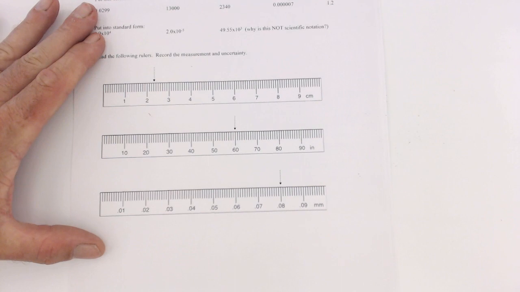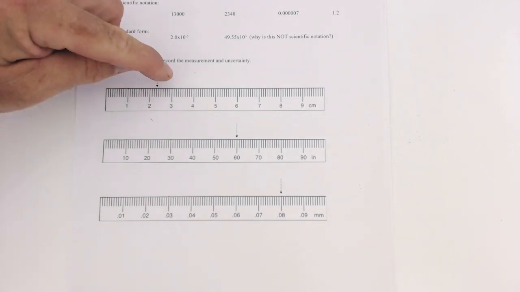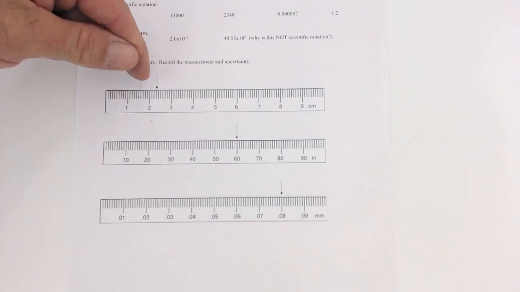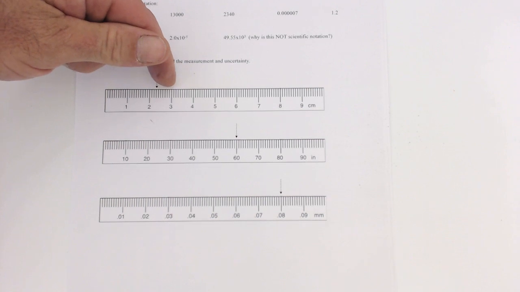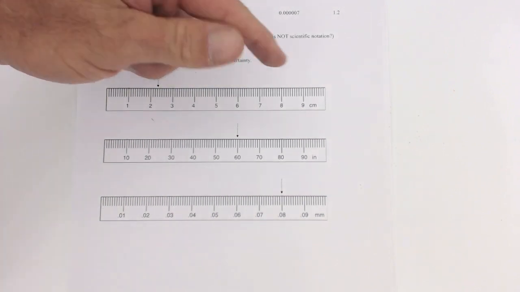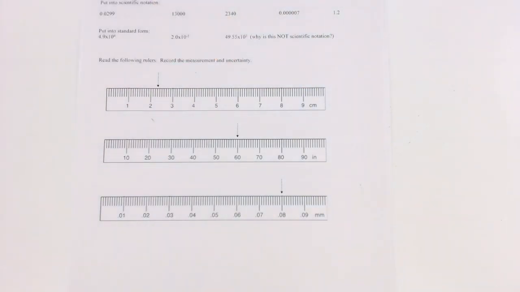But the big part of the homework tonight is those rulers. So your job is to look at where those arrows are and just write down the location of the arrow, which is, let's see, bigger than 2 but smaller than 3. Then you'll put a unit, centimeters. You'll put a plus or minus for the uncertainty and the number of significant figures for each. That's due tomorrow.